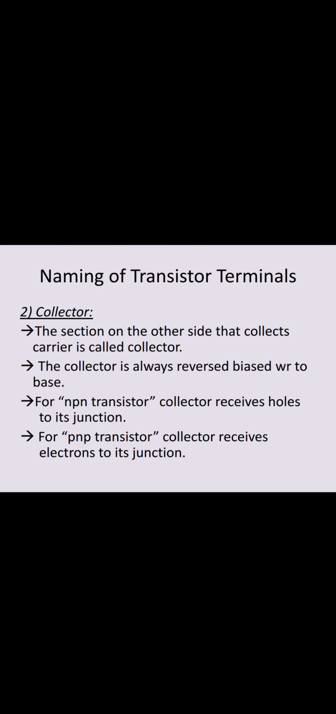Second is the collector. The section which collects the major portion of the majority charge carriers supplied by the emitter is called the collector. The collector base junction is always in reverse bias. Its main function is to remove the majority charge carriers from the junction with the base. In the NPN transistor, the collector receives electrons at its junction, while in the PNP transistor, the collector receives holes at its junction. And the last one is the base.